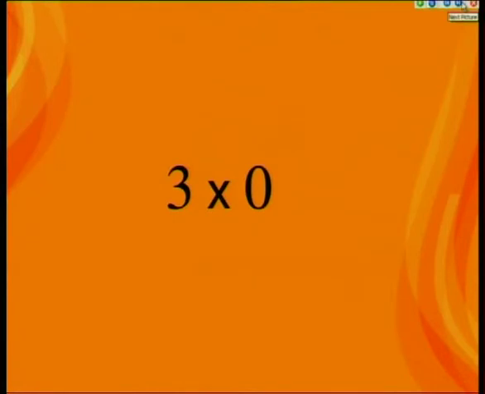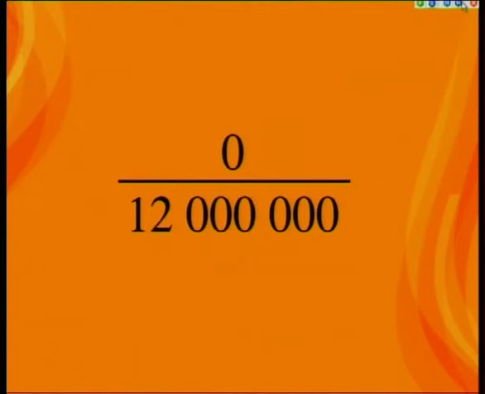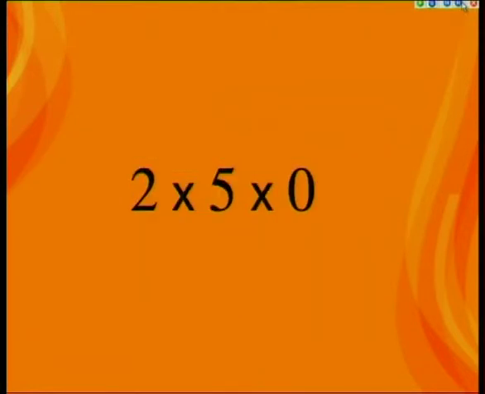Okay, let's check. Maths is all about being thorough. 3 times 0. Yes, any number multiplied by 0 is 0. 0 divided by 12 million. Okay, dividing 0 into any number of parts will still give 0. 2 times 5 times 0. It does not matter what the number is. When it is multiplied by 0, you know the answer is 0.